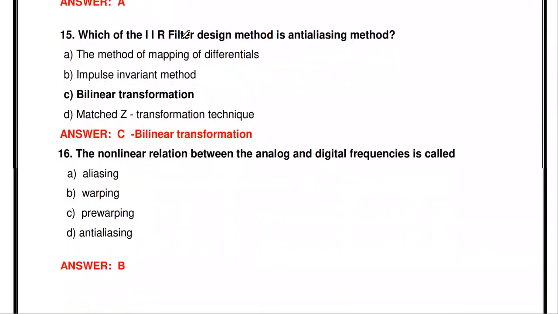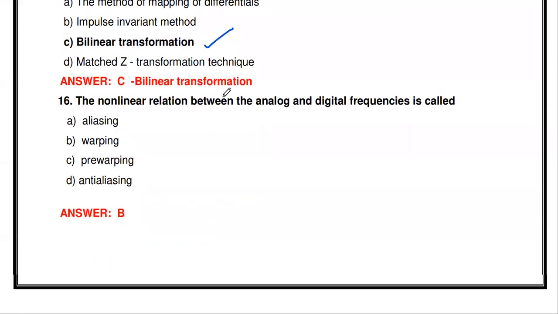The next one: which of the IIR filter design methods is the anti-aliasing method? Anti-aliasing means that in order to avoid the aliasing effect, we use this method. It is the bilinear transformation. So the bilinear transformation uses the anti-aliasing method, and in this method there is no aliasing effect.